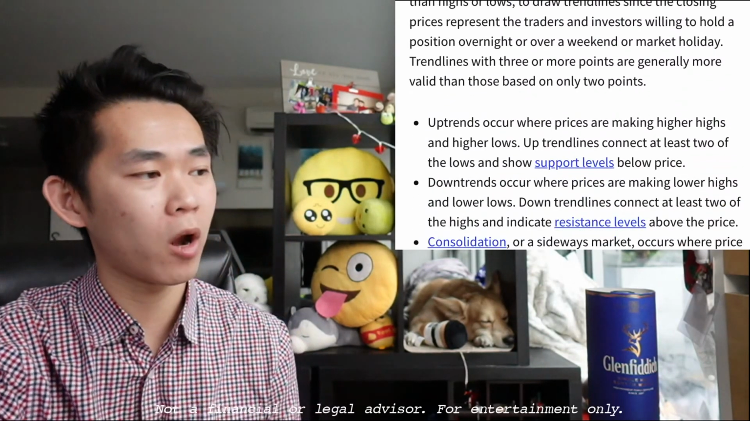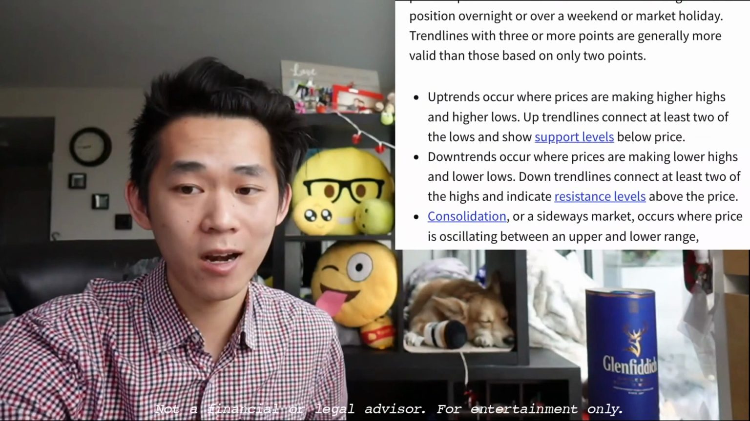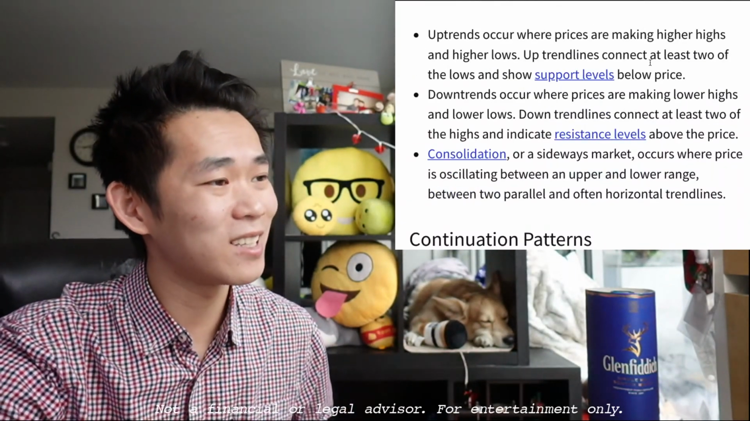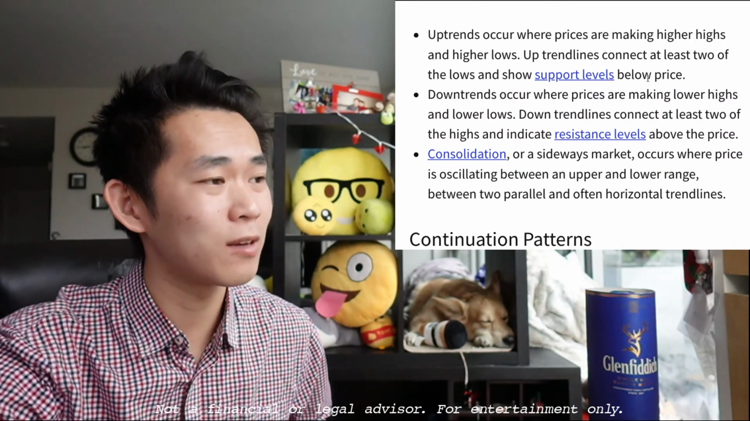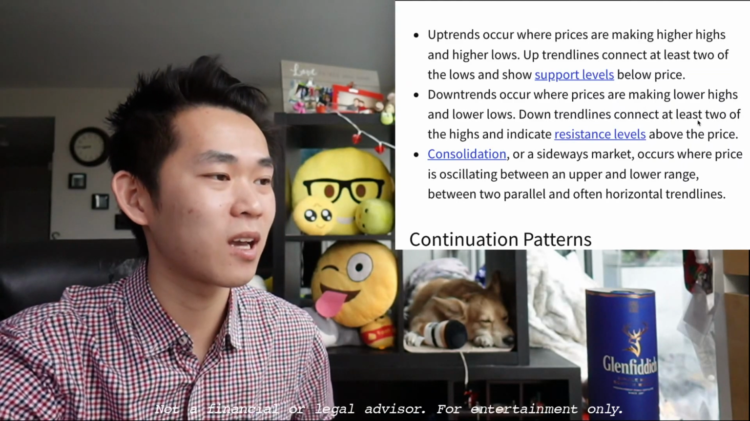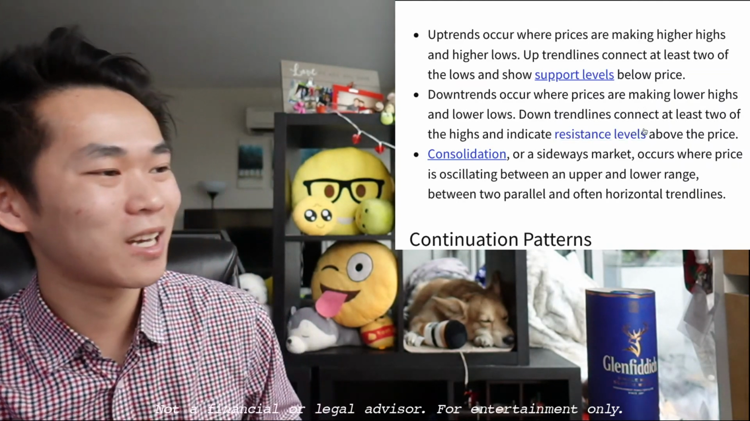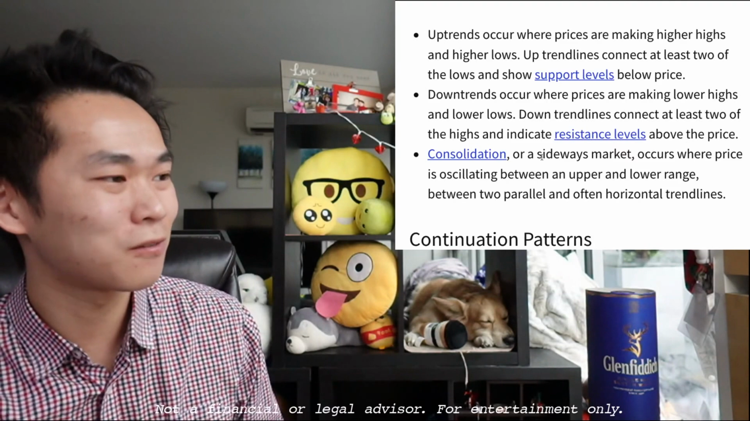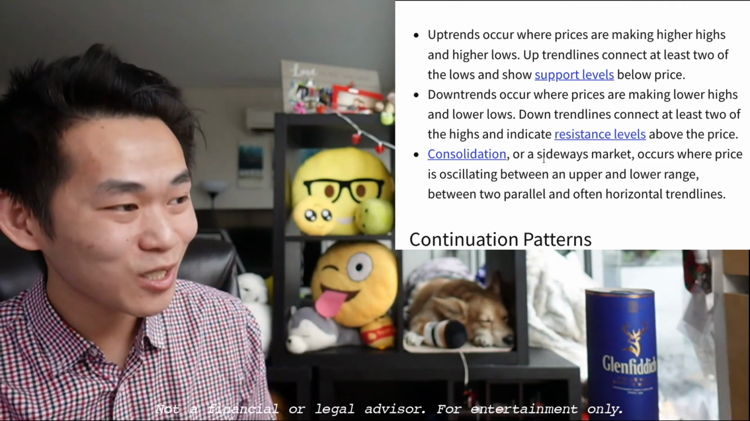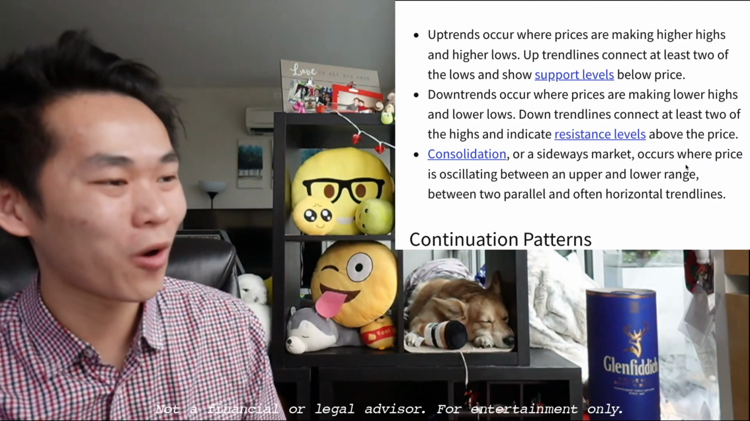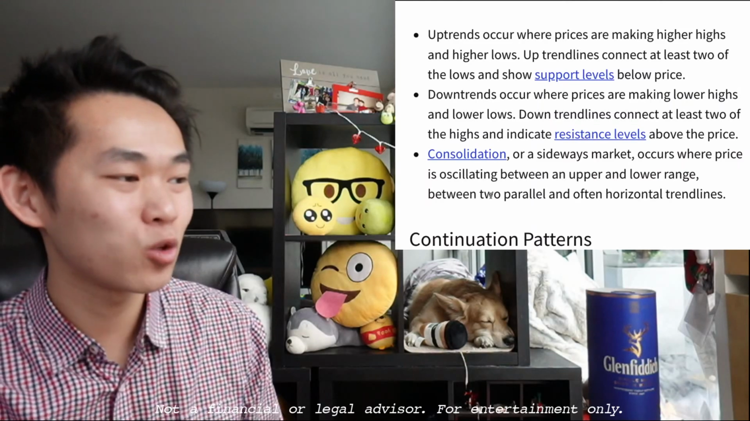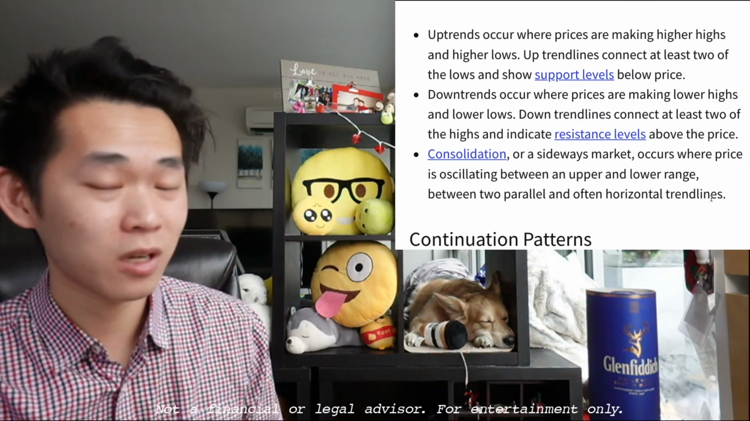Uptrends occur where prices are making higher highs, and higher lows. Uptrend lines connect at least 2 of the lows and show support levels below price. Downtrends occur where prices are making lower highs and lower lows. Downtrend lines connect at least 2 of the highs and indicate resistance levels above the price. Consolidation, or a sideways market, occurs where price is oscillating between an upper and lower range and between 2 parallel and often horizontal trend lines.